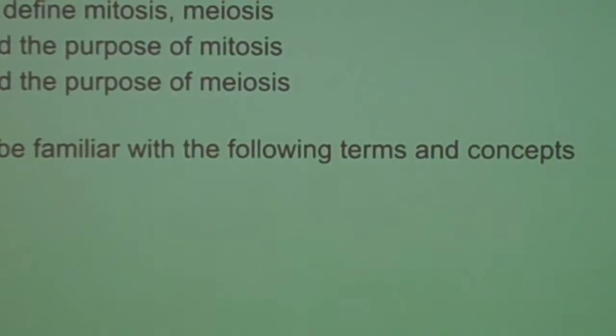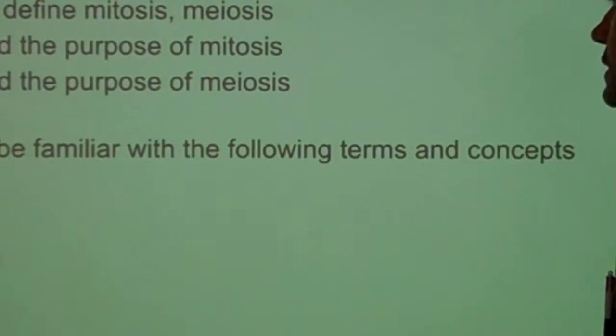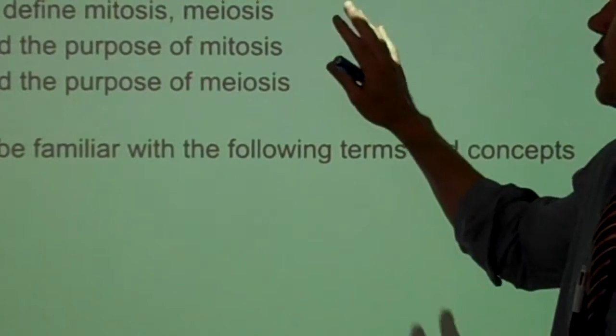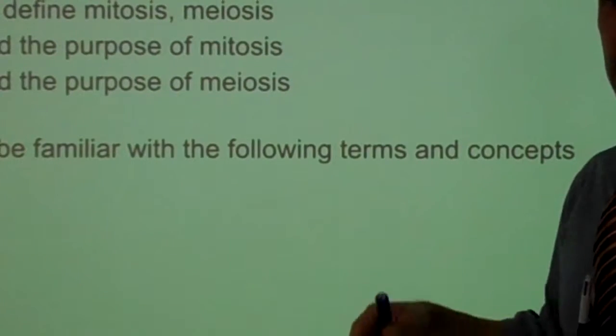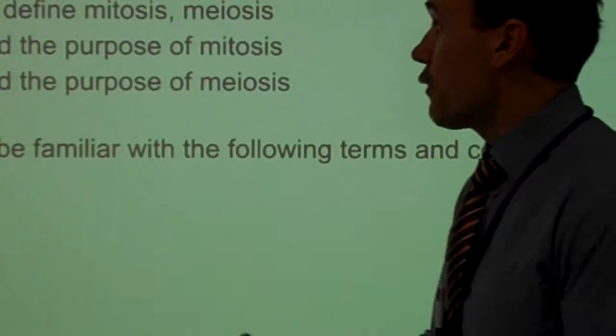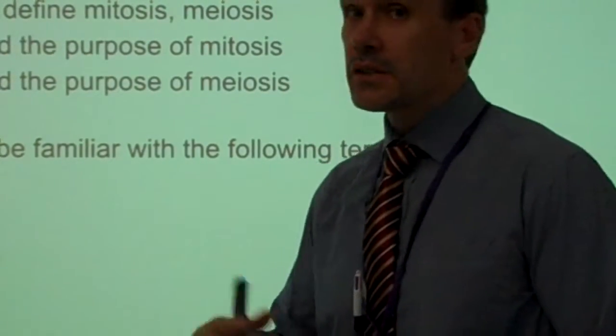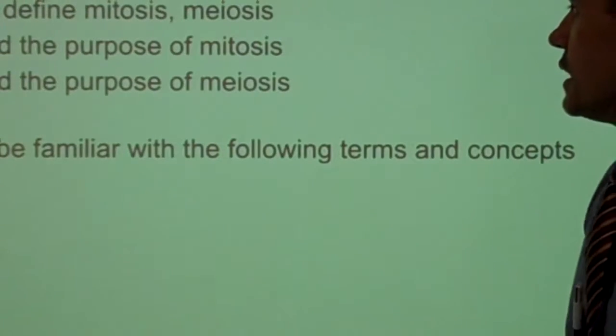So, at the end of this, and it's very short, it's only a few minutes, you should be able to define mitosis and meiosis, and understand the purpose of each of them. Okay, it's very short. You're already familiar with diploid and haploid and chromosomes. So it just comes down to mitosis and meiosis and what's happening there.